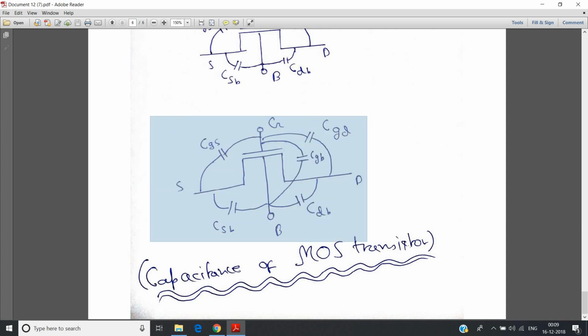So this is all for this video. I hope the types of capacitance formed in MOSFET are clear to you.